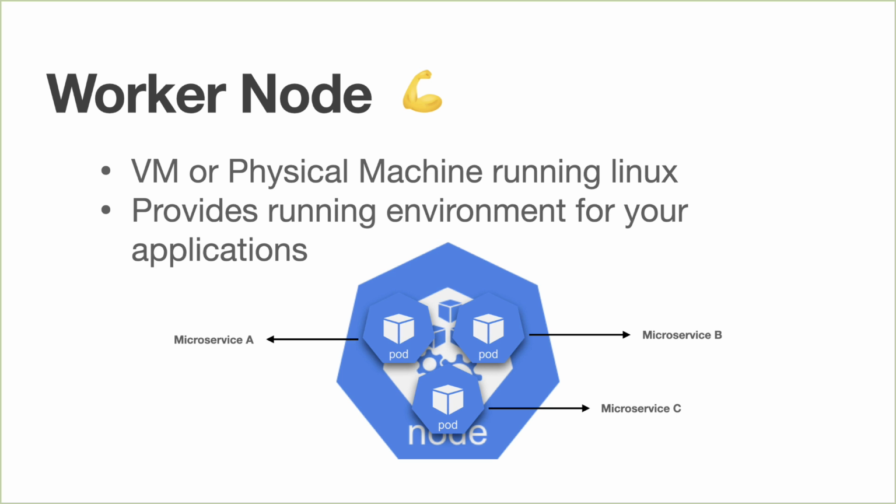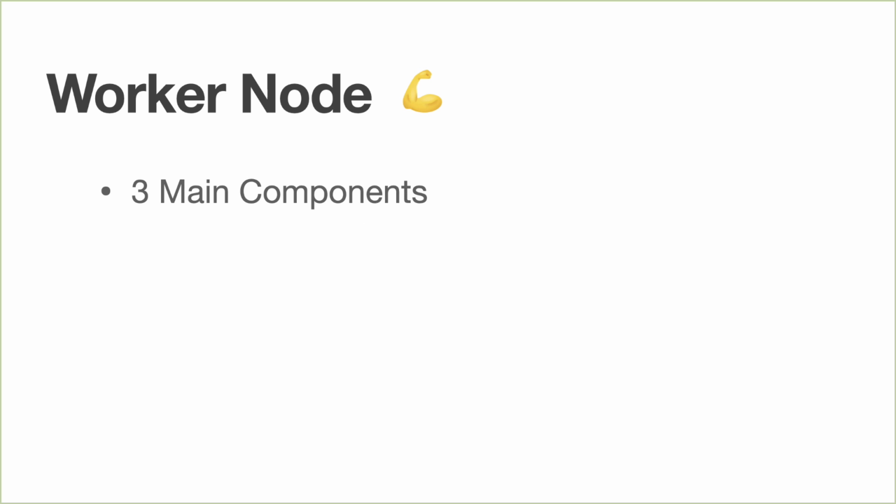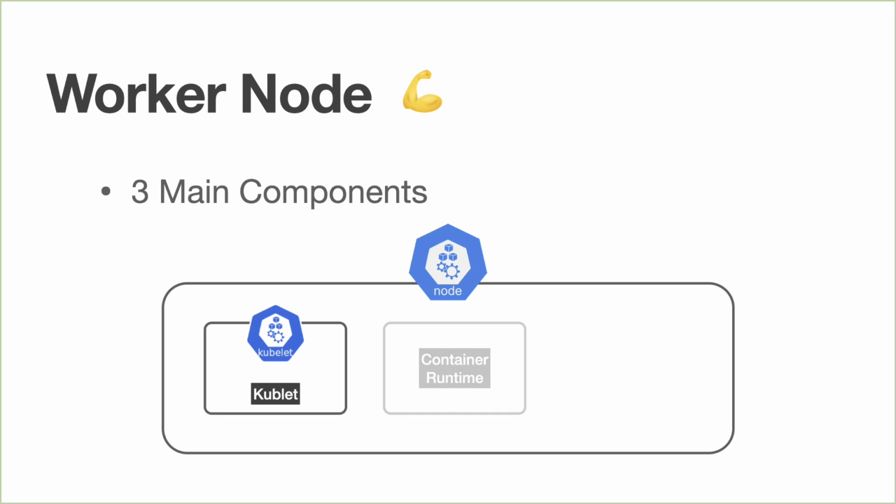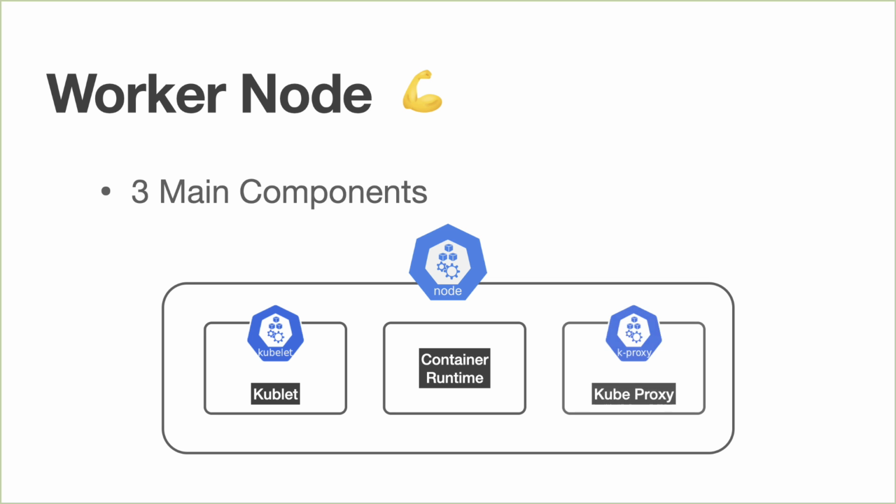Moving on to worker nodes, the worker node has 3 main components. If we look into it, here we have the worker node, and inside of each worker node, we have the kubelet, which is an agent, and you're going to learn in a second what it is. You also have the container runtime, which I'm going to explain in a second as well. And we also have the kube proxy. And remember, I said that the node itself is actually a VM or a physical machine.